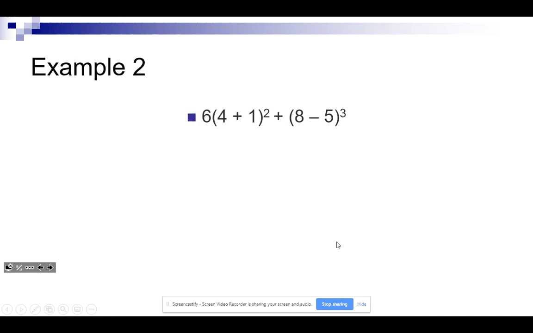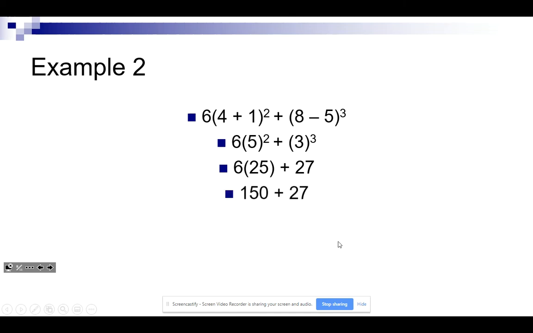Here's example number 2 that I asked you to do. You need to take care of the parentheses first, and I take care of both sets going from left to right. 4 plus 1 is 5. 8 minus 5 is 3. Then I will use my exponents. 5 squared is 25. 3 to the 3rd power is 27. I'll then do multiplication of the 6 times 25 to get 150. And then I will add the 150 and 27 to get 177.